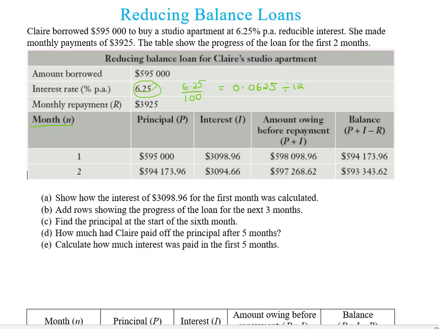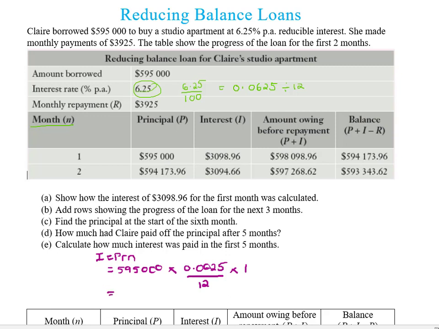The first question says, show how the interest of $3,098.96 for the first month was calculated. So the way I do this is I think about it as being simple interest. I equals PRN. Now my principal is how much I borrowed, which is $595,000. My interest rate is, as a decimal, 0.0625, and I'm going to divide that by 12 because I need it for 1 month. And my time period is 1 month.